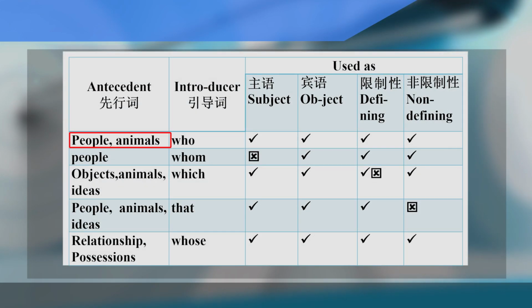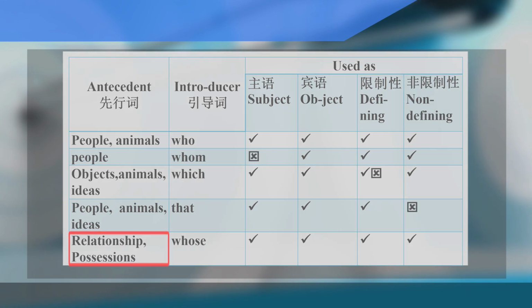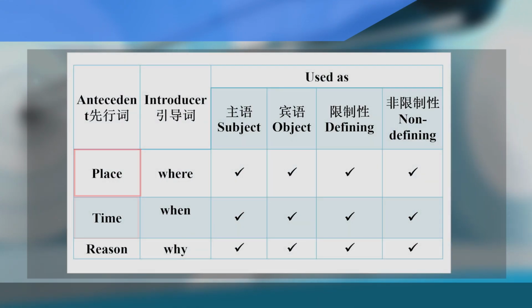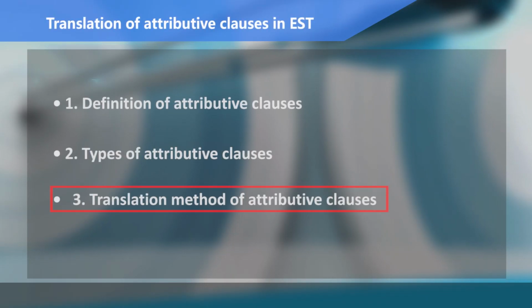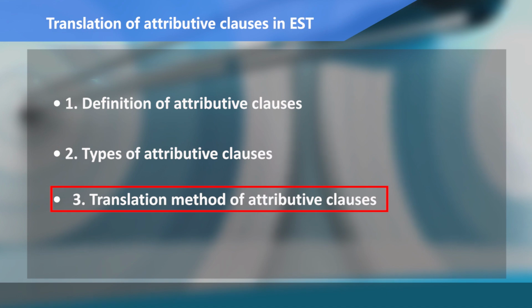Please see the table. From the above table, you may get a clear understanding of the antecedent, the introducer, and its function in an attributive clause and of the types of attributive clauses. Then, do you want to know how to translate attributive clauses?